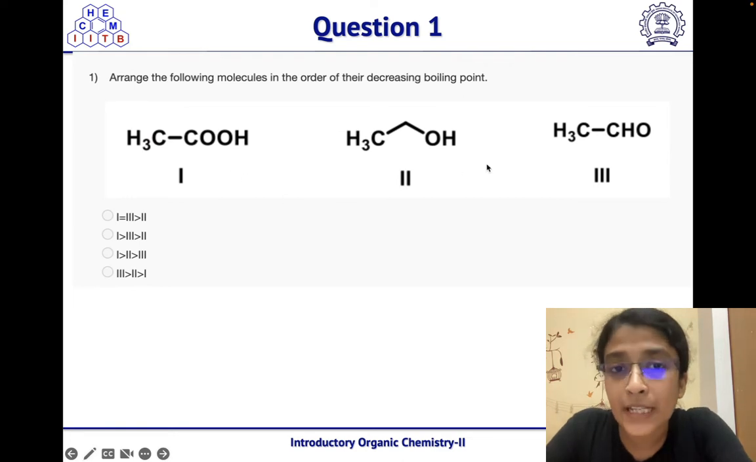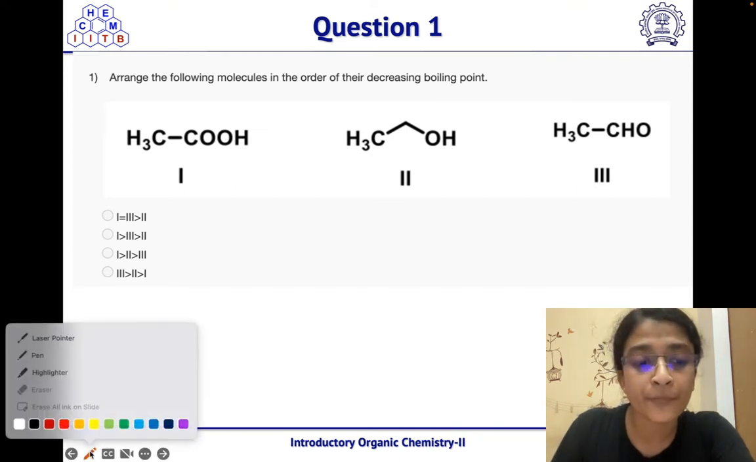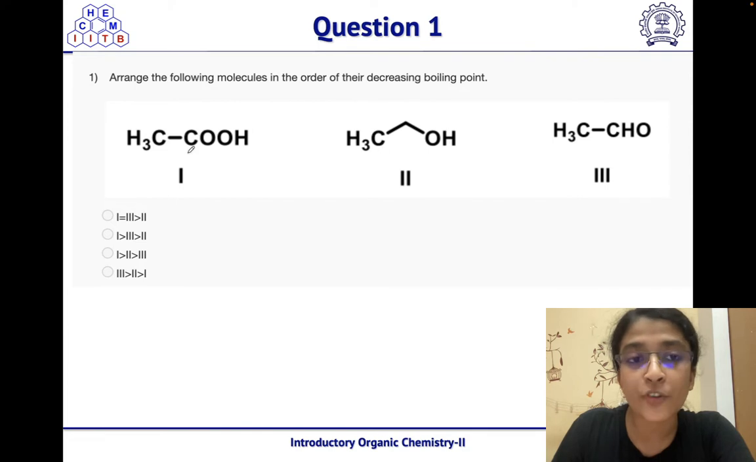So, among these three, acid, alcohol, and aldehyde, the greatest boiling point will be for acid, which is because of the intermolecular hydrogen bonding and the formation of dimer in case of acid. And then comes alcohol because of intermolecular hydrogen bonding, and the least boiling point comes for aldehyde, where there is no possibility for formation of intermolecular hydrogen bonding. So the correct answer will be 1 greater than 2 greater than 3. Is this clear?